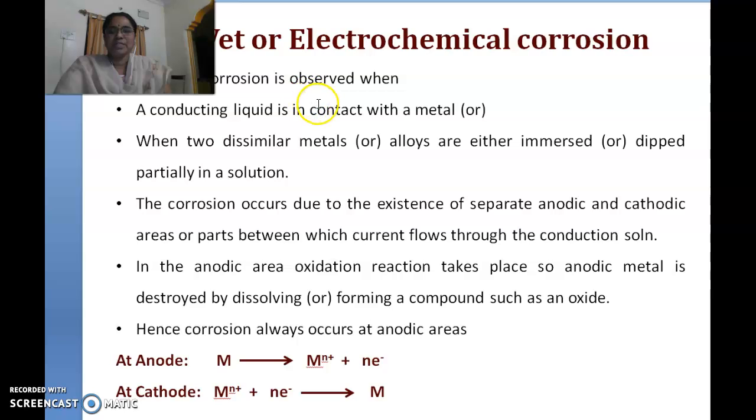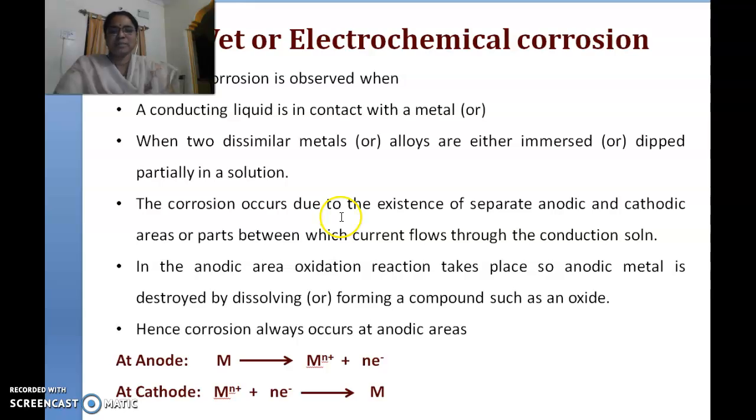This type of corrosion is observed when a conducting liquid is in contact with a metal, or when two dissimilar metals or alloys are either immersed or partially dipped in a solution. Usually, in the processing or fabrication of engineering materials, we use alloys, which are made up of two or more different metals. When they are dipped in a solution, whether aqueous or electrolyte, this type of corrosion usually takes place.